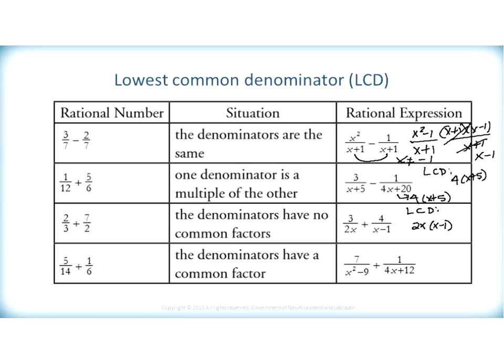If the denominators have a common factor, once we factor them, you can see that the lowest common denominator will include that common factor. So we see in this case the lowest common denominator would be 4, common factor of x plus 3 times x subtract 3.